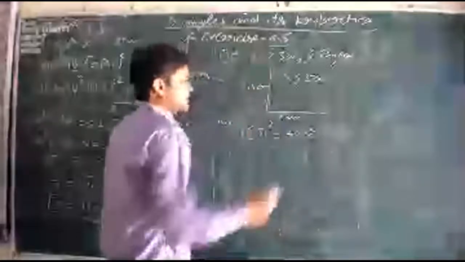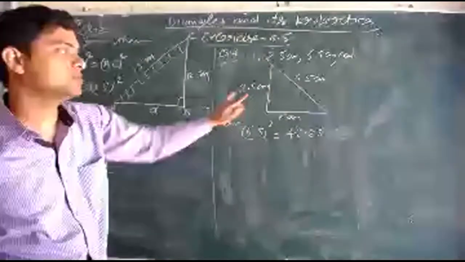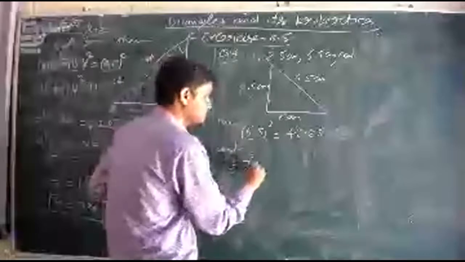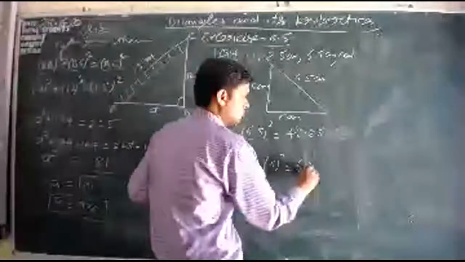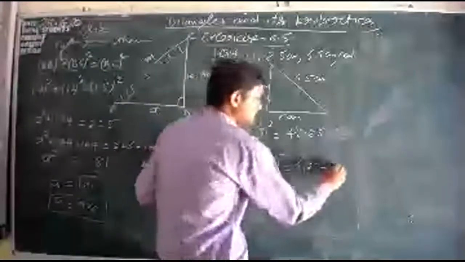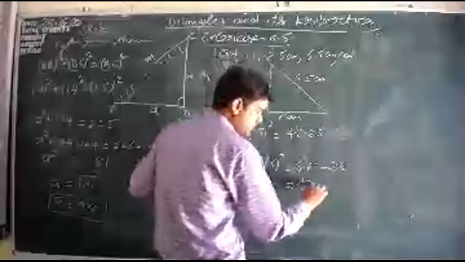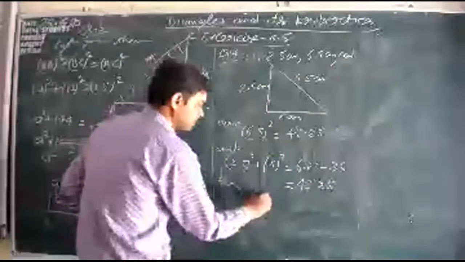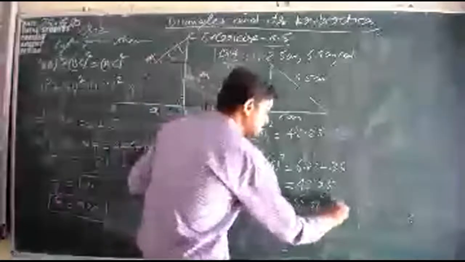Next one is this. Now the sum of the squares of these two sides is equals to 2.5 square plus 6 square. 2.5 square is equals to 6.25. Okay, 6 square is equals to 36, and 36 plus 6.25 is equals to 42.25. Here 6.5 square is equals to 2.5 square plus 6 square.